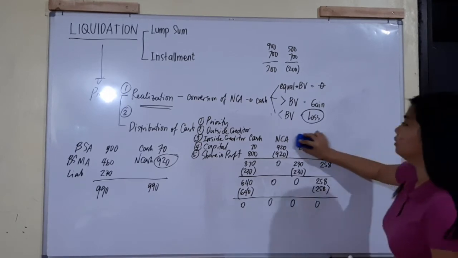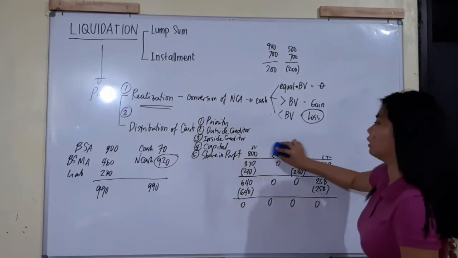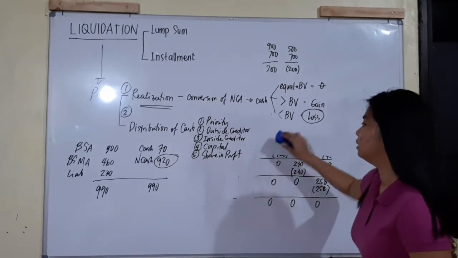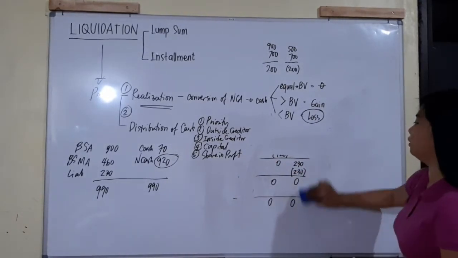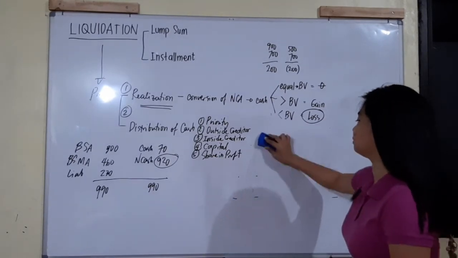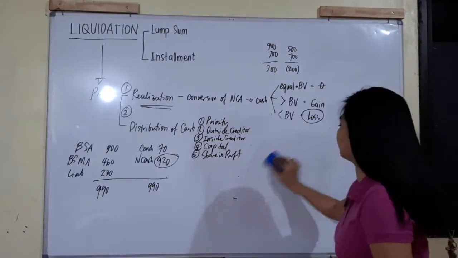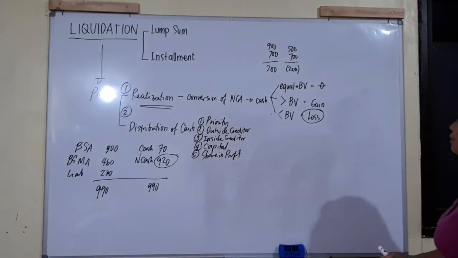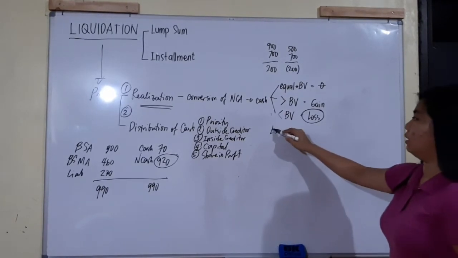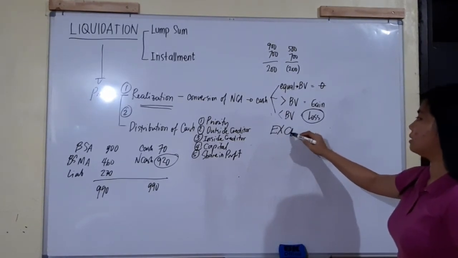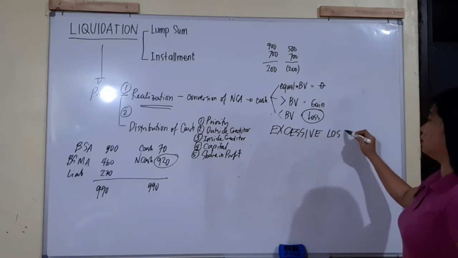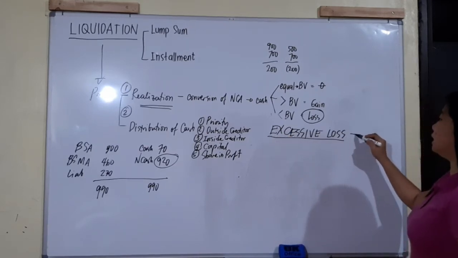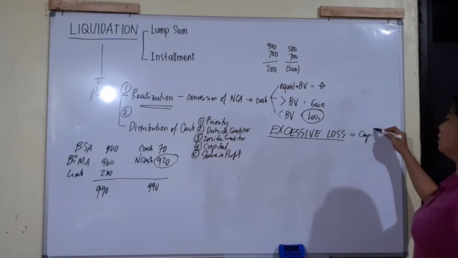Okay. So, meron tayong tatlong remedy na ginagamit natin in the order of priority. So, the remedy one. Okay. What if there are or there is excessive loss? Excessive loss na nagli-lead sa capital deficiency.